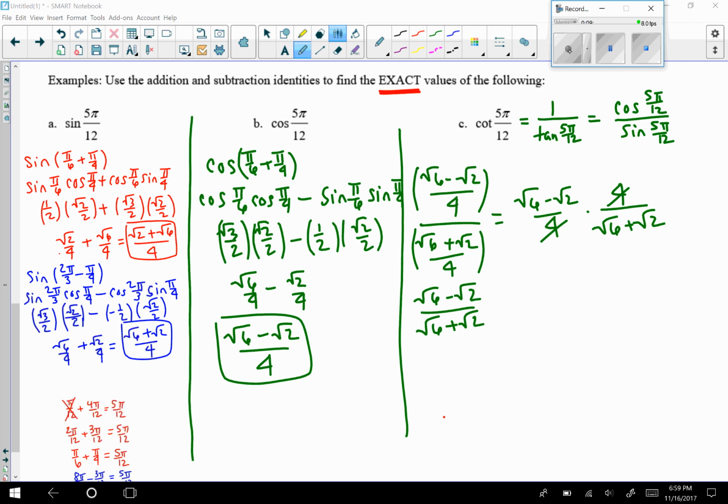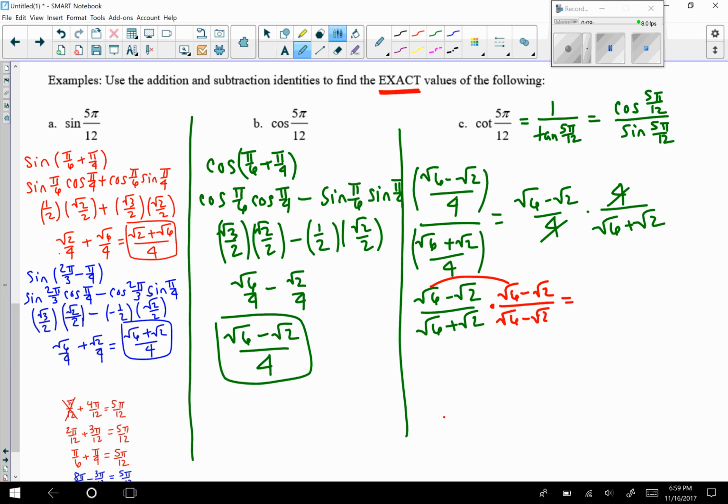So that means we need to rationalize our denominator by multiplying by the conjugate of our denominator. So that would be root 6 minus root 2, because the conjugate means you change the sign of the second term, over root 6 minus root 2, because that's like multiplying by 1, so it doesn't change your equation. So of course then we have to FOIL our numerator and denominator.